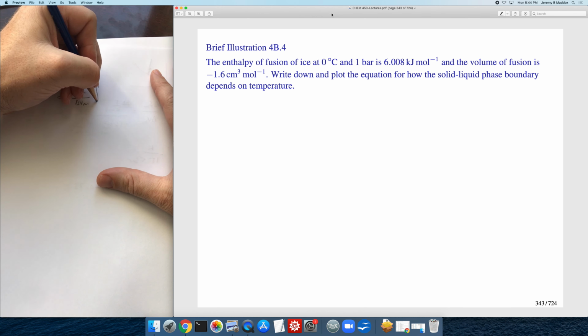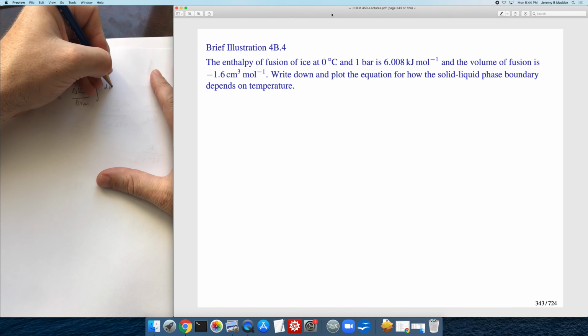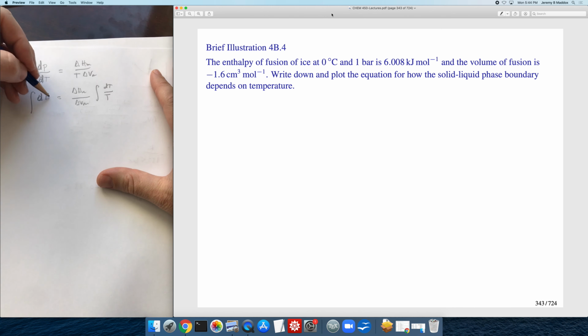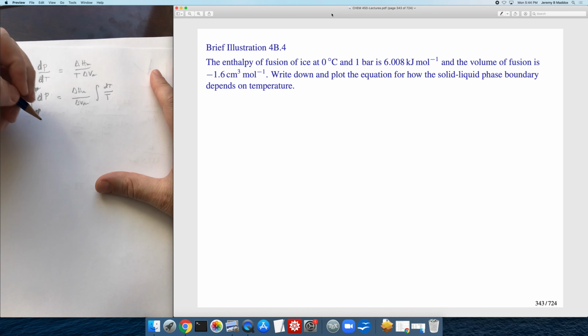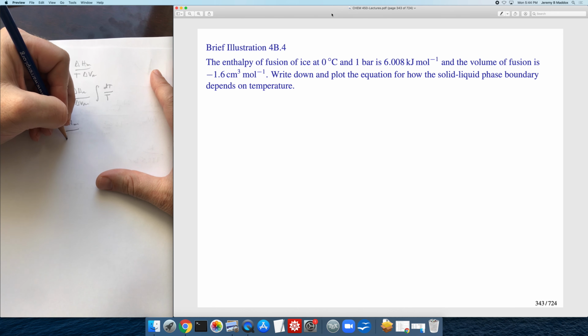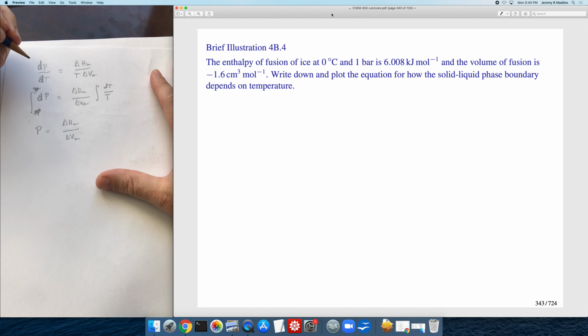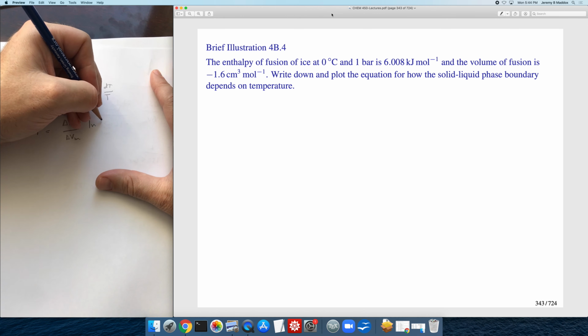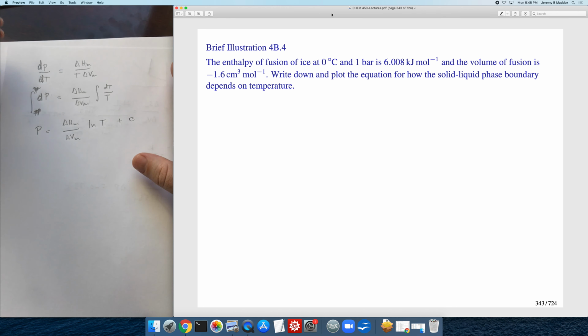We're integrating dT over T and integrating the pressure. So I'll make this P star to P. Well, they actually don't want us to do definite integrals. They want the functional form. So we're going to need to do this as an indefinite integral. So we'll get that P will be equal to delta Hm over delta Vm, and then this is going to be the natural log of T, and then there's going to be some constant.